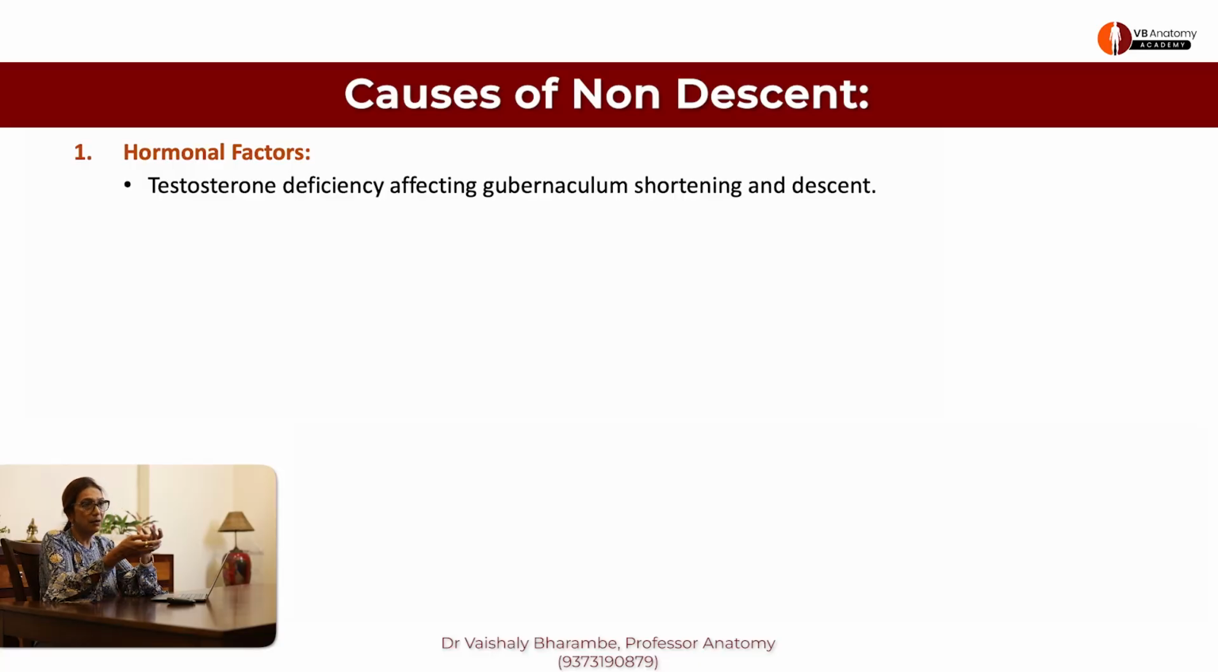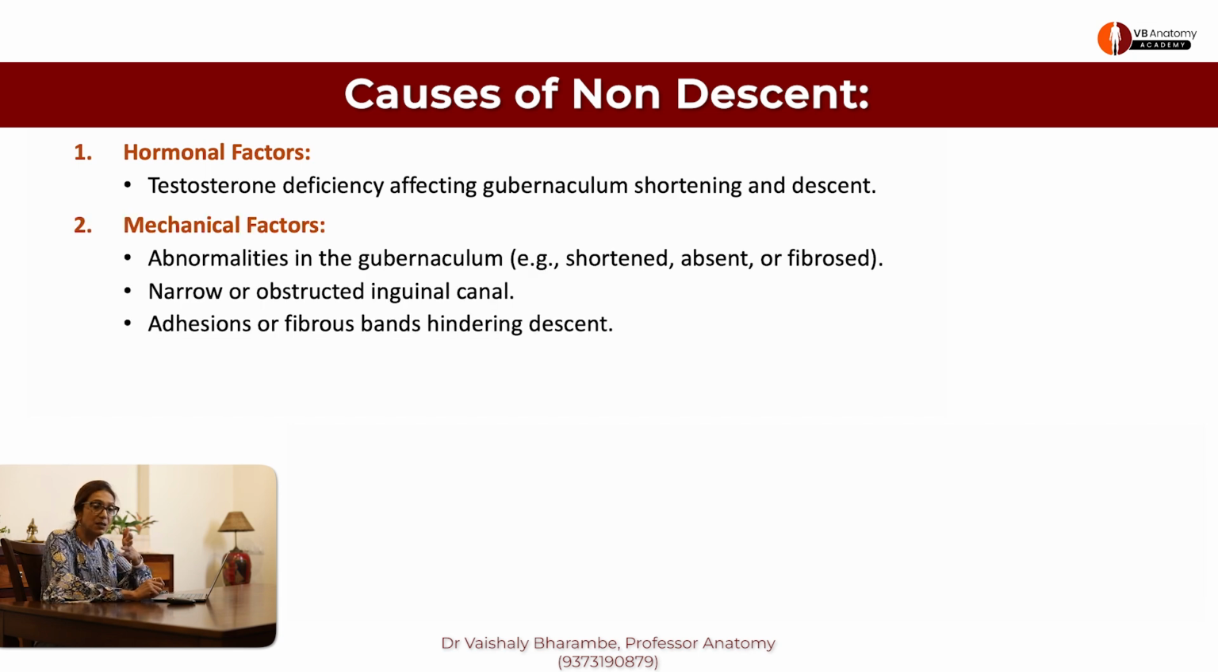So causes of non-descent. So you saw that the testis has every reason to descend. Still sometimes it doesn't descend. What are the causes that prevent the descent of testes? Hormonal factors. Maybe the cells of Leydig are not secreting adequate amount of testosterone. Or maybe the testes want to descend, but there is something obstructing the way. The inguinal canal is not developed. There may be some kind of fascial adhesions on the way, preventing the testes from descending.